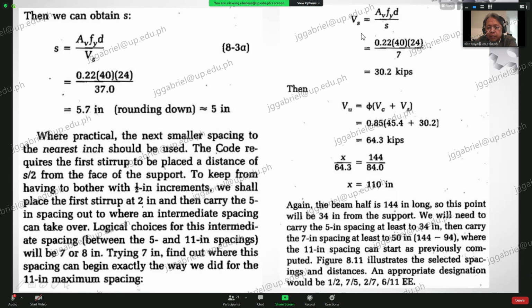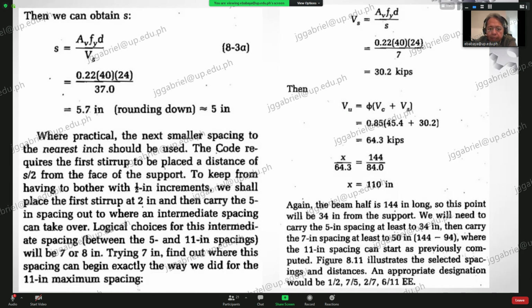What would be the PU? And where it should start. So again, given the spacing of 7 inches, we compute for VS. The VS is 30.2 kips. Applying that, you get 64.3 kips.